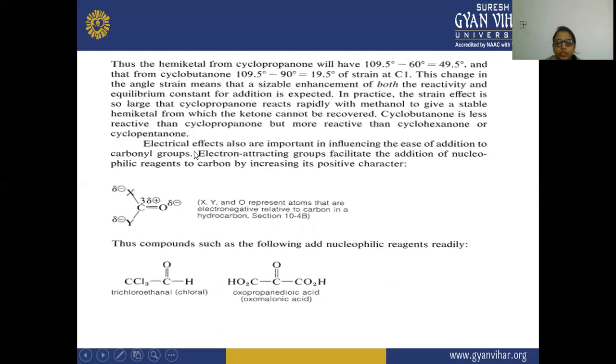So here the electrical effect also plays an important role in influencing the ease of addition to the carbonyl group. So electron-attracting groups facilitate the addition of a nucleophilic reagent to the carbon by increasing its positive character. So here you can see this is the electronegative minus having the positive, so the nucleophile will attack at this position. So these compounds react with nucleophilic reagents readily. So they are adding the nucleophilic reagents.